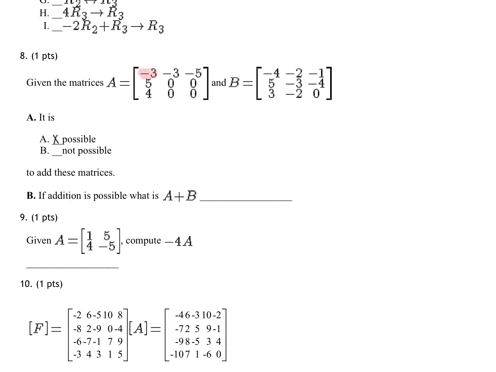So negative 3 plus negative 4 would be negative 7. Negative 3 plus negative 2 would be negative 5. And then negative 5 plus negative 1 is negative 6. So that would be the first row. And I'm going to leave the second and the third row for you to do. But you would do it the same way. You just add the corresponding entries of each matrix.